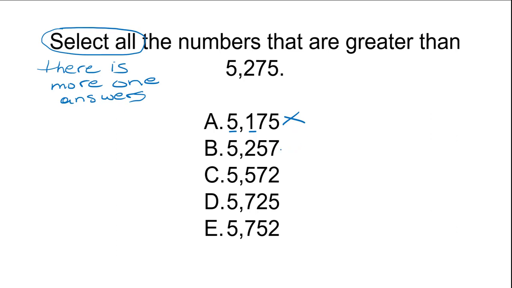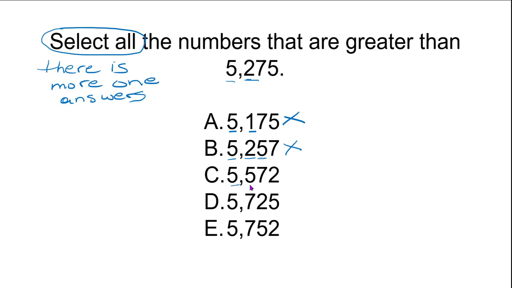Then I move on to B, 5,257. Okay, well, there's a 2 here. Well, let's start from the beginning. 5, 5, that's fine. A 2 and a 2, okay, but then the digit in the tens place starts changing. Here it's a 7, and here it's a 5. 7 and a 5 means the 7's greater. This B answer is not greater than 5,275. We're still looking for numbers that are greater than 5,275. So my digit in my thousands place is a 5 versus a 5.